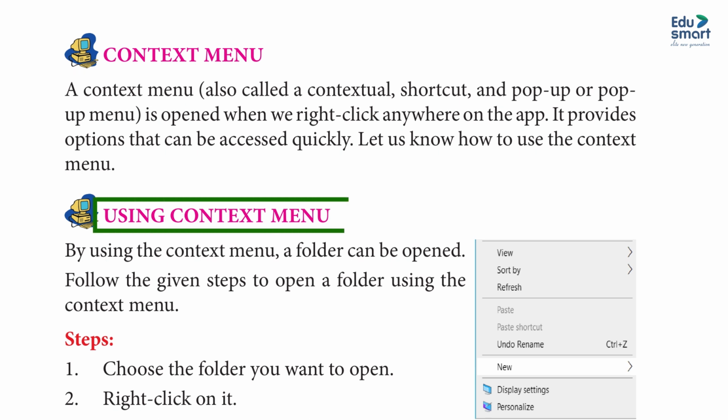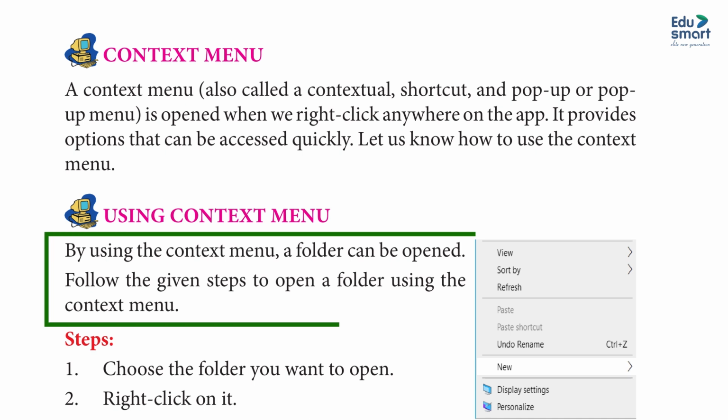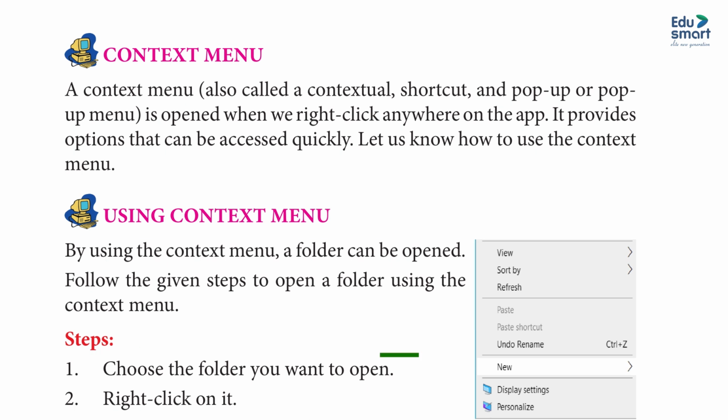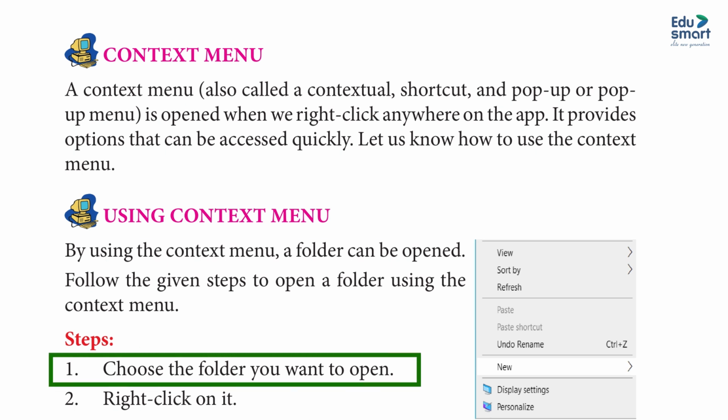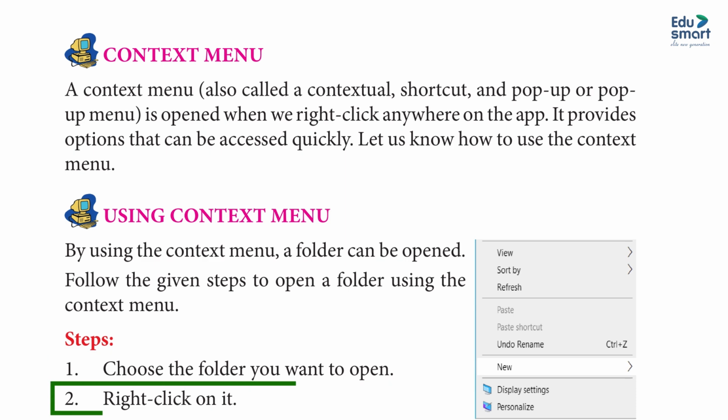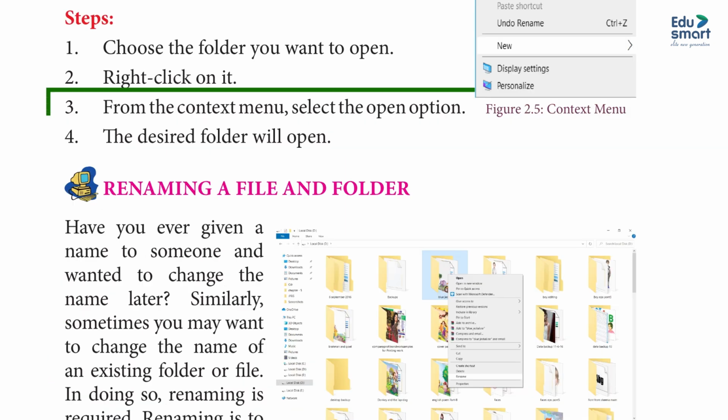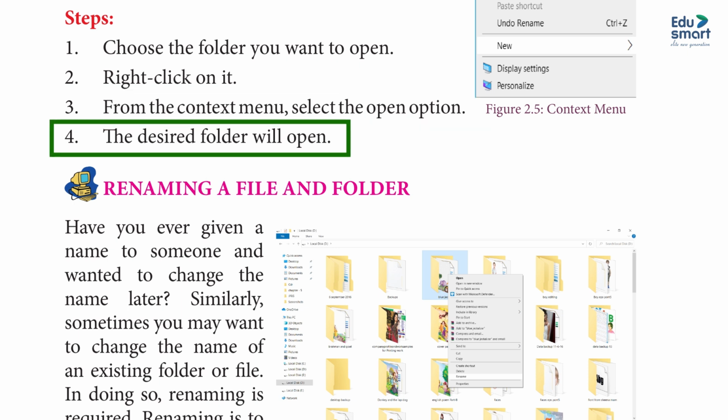Using context menu. By using the context menu, a folder can be opened. Follow the given steps to open a folder using the context menu. Steps. 1. Choose the folder you want to open. 2. Right click on it. 3. From the context menu, select the open option. 4. The desired folder will open.